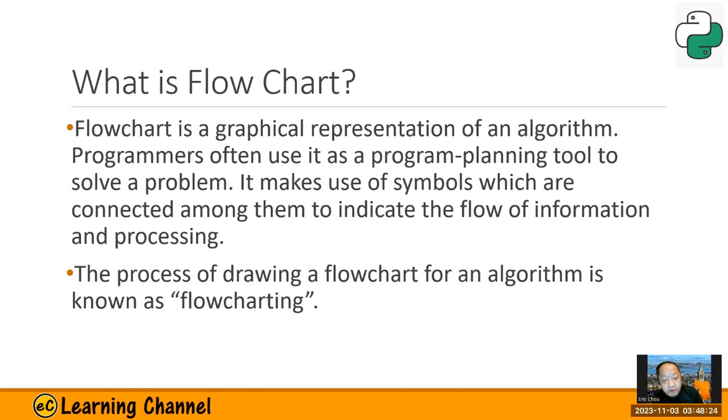It makes use of symbols which are connected among them to indicate a flow of informational processing. They are data flow and control flow, and usually flowchart is for the control flow. You can also have another kind of chart called data flow chart. A data flow chart is usually for figuring out how data is processed from one stage to the other. And control flow usually is written down in flowchart. So the way that we talk about flowchart right here is mostly the control flow.